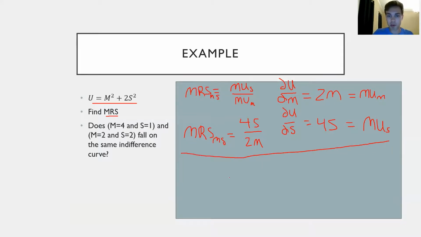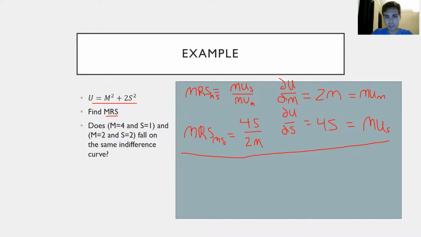And now the other part of this question is asking us, does m equals 4 and s equals 1, that's a bundle of m and s, fall on the same indifference curve as m equals 2, s equals 2? If these 2 points or bundles are going to fall on the same indifference curve, they'll have the same utility, right? Because that's what an indifference curve is telling us. So what we can do is plug each of these bundles into the utility function and see what utility we get for each bundle. If they have the same utility, then they're going to be on the same indifference curve.